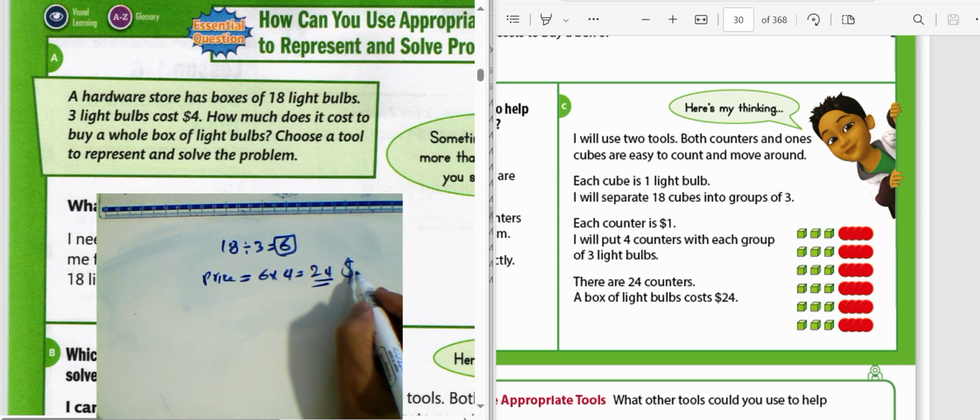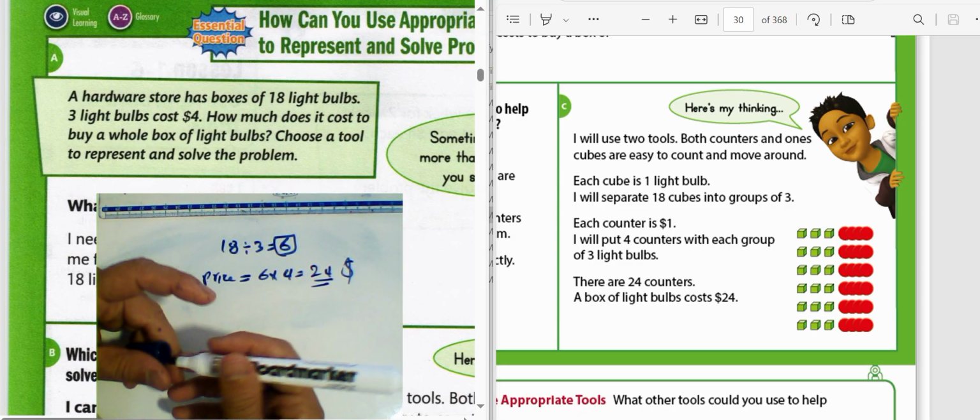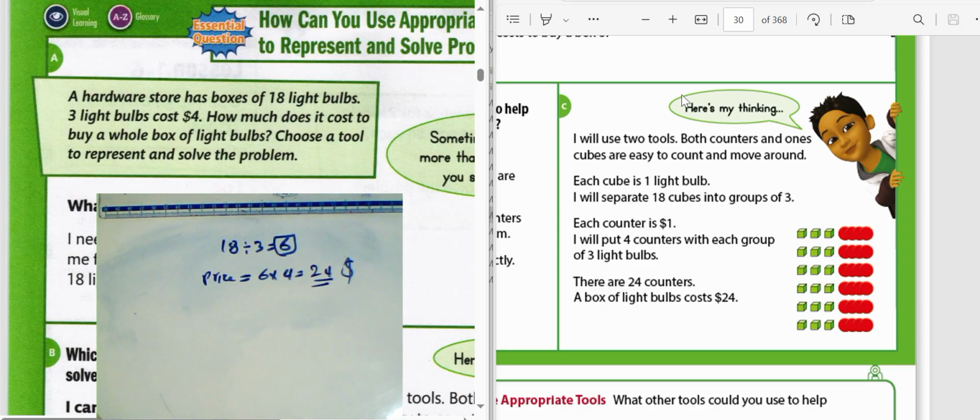You can find this method or this method by using counters. Draw this. Here, 1, 2, 3, 4, 1, 2, 3, 1, 2, 3, 4, 5, 6. 6 rows, each row contains 3 cubes, and each cube represents what? $1. Here 4 counters represent $1. There are 24 in total. Alright, 18 divided by 3 is 6. 6 times 4 equals 24.